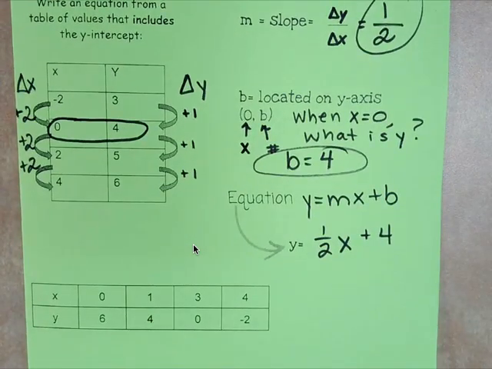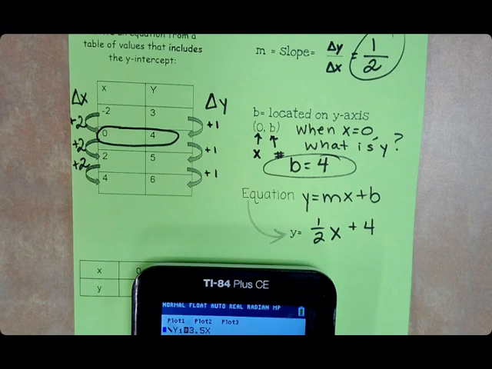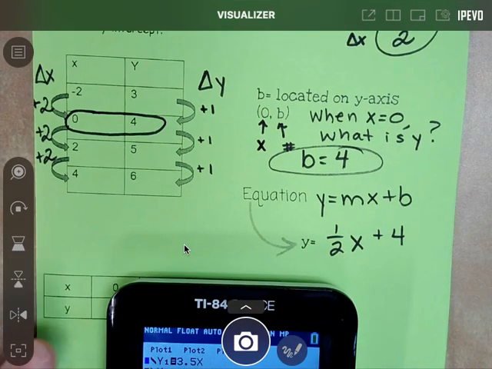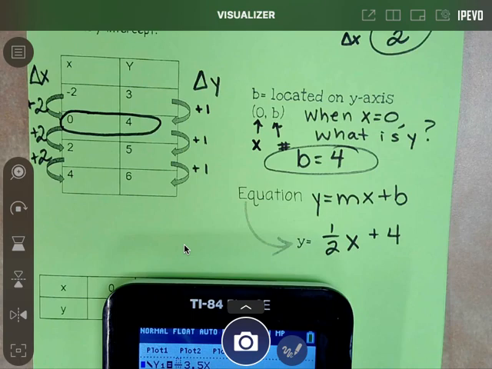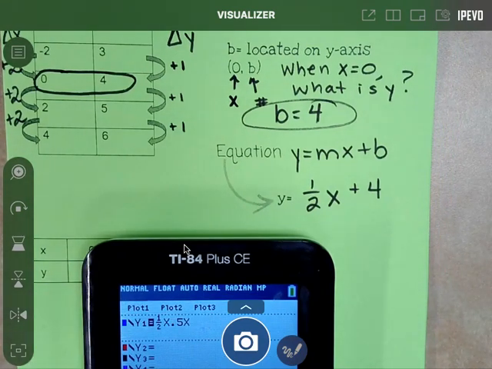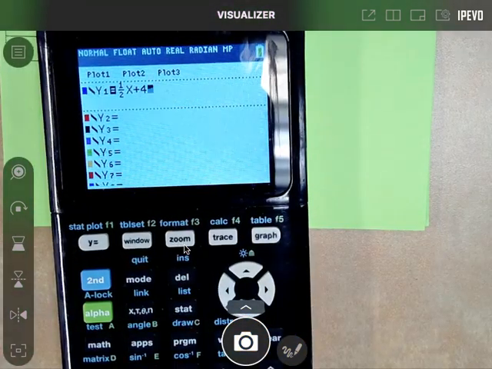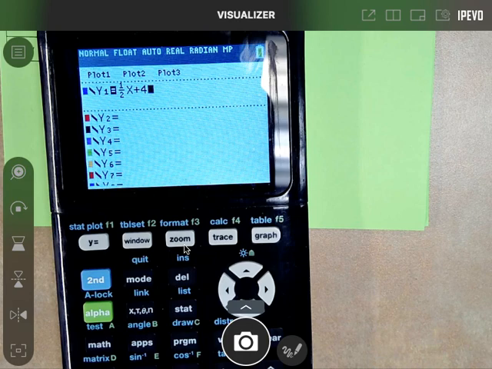I want you to put that into y equals and check the table in your calculator. So y equals 1/2 x. I went to y equals because what are we looking for? The matching table. In order to get the matching table, we need the equation into y equals. After you put into y equals, look at your calculator. Where can you go to the table? Second graph.